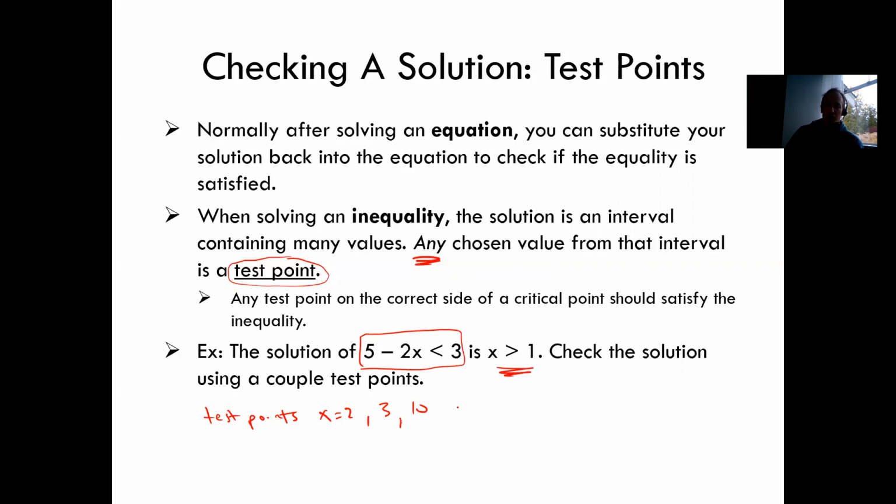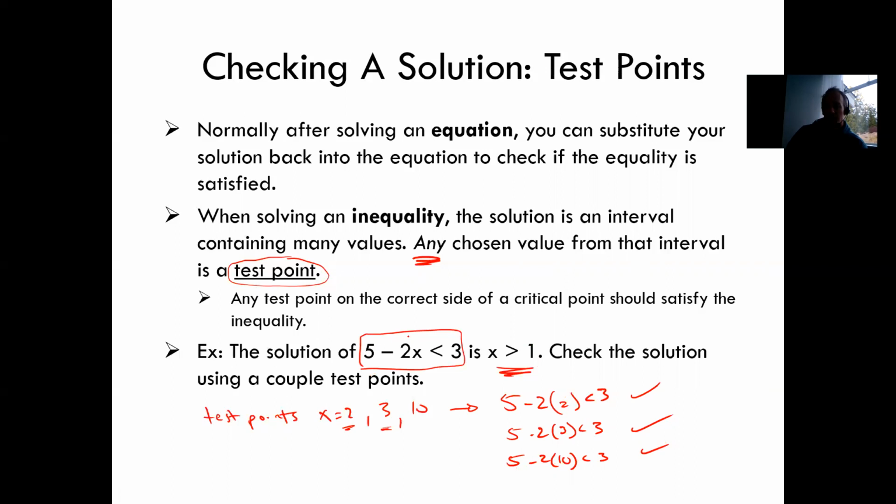So if we actually check this, we can say 5 minus 2 times, let's pick the first one, 2. Is that less than 3? So that's 5 minus 4, which is 1, less than 3. Yeah, that checks out. Let's pick the next one: 5 minus 2 times 3. Is that less than 3? Well, that's 5 minus 6, which is negative 1. Absolutely. Same with 5 minus 2 times 10. Well, that's 5 minus 20. Yeah, you bet.